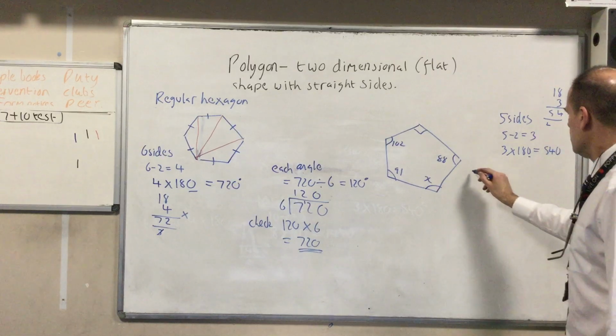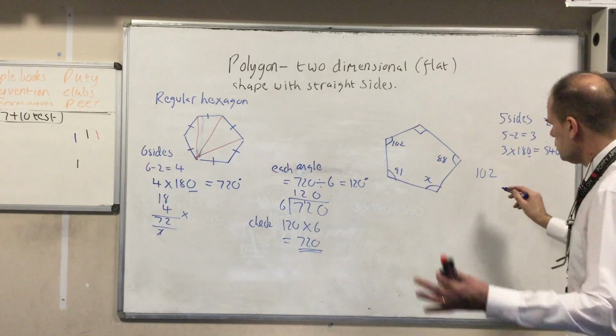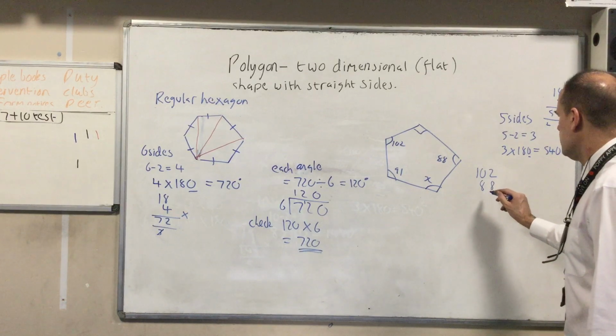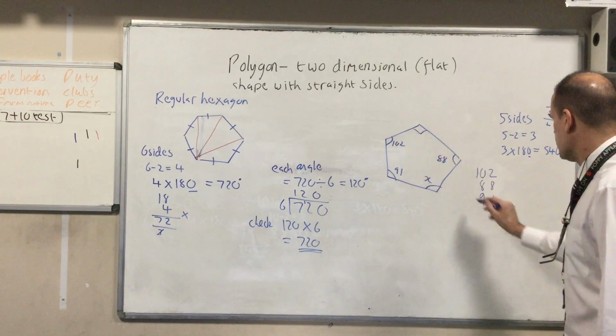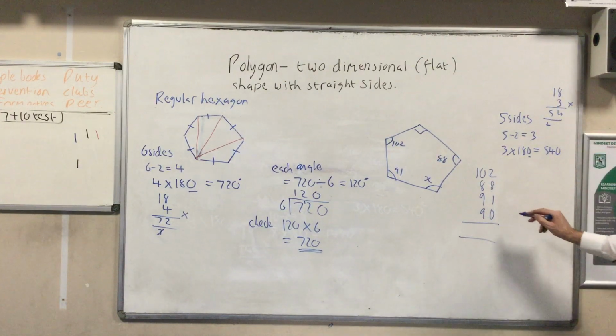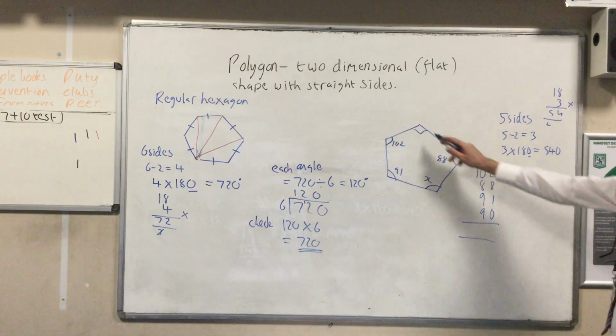And what you do is add up the angles you know, and obviously show your working out. If you've got a calculator, use it; I'm not using my calculator, I'll do it quickly here. You've got 91, remember that means 90. So you've got them, add them up. So 102, 88, 91, and the 90 there.